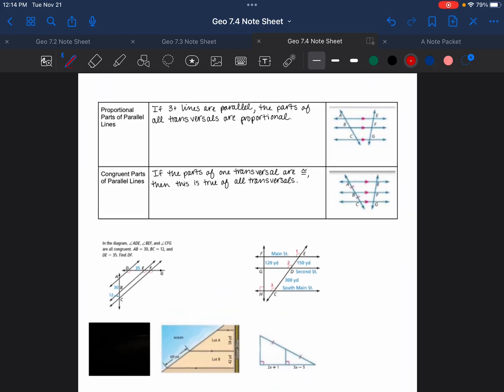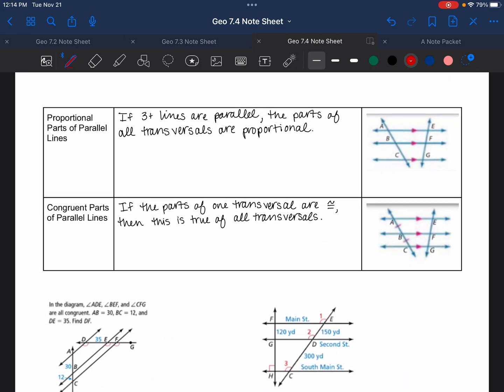Moving to the back, proportional parts of parallel lines. If three or more lines are parallel, then the parts of all transversals are proportional. What does that mean? That means in this image that AB to its other part, BC, equals EF to FG. And this also equals AC to EG, so the entire lengths of those transversals.